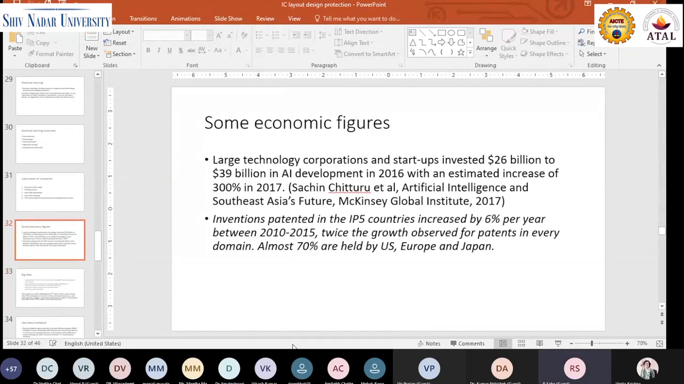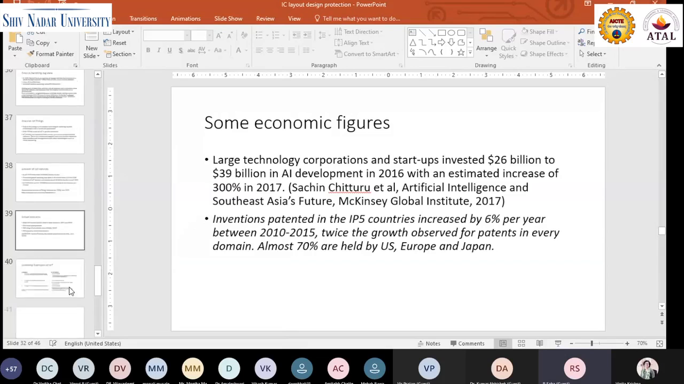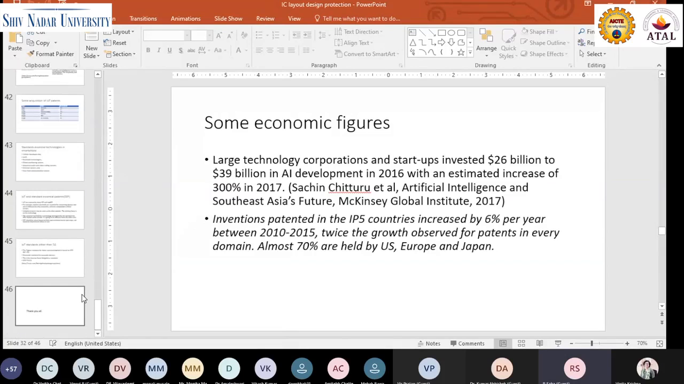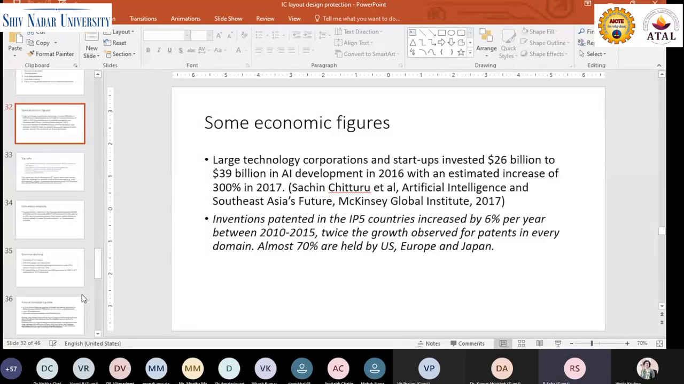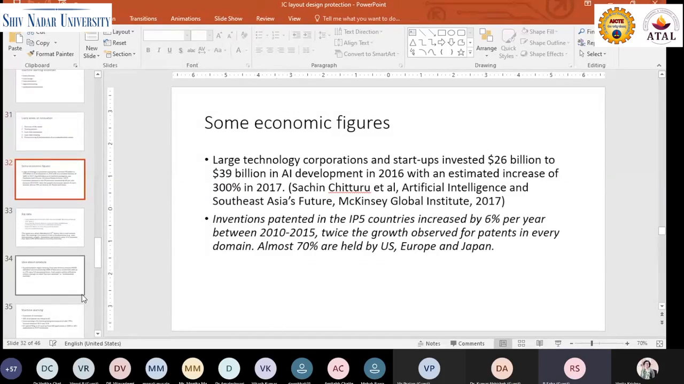So these are some economic figures, and this is the talk about how much investment is being made in AI, and I think we can skip this slide, Vinita.